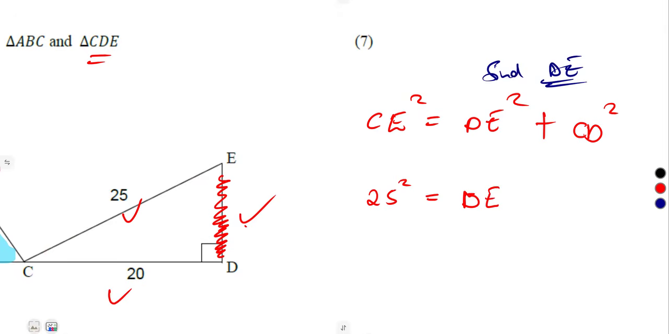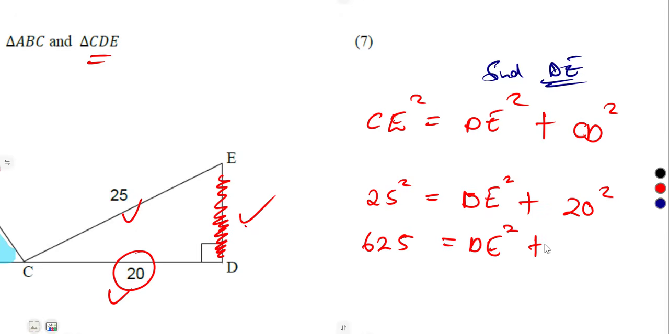All right, so let us substitute what we are given from C to D. That is 20. So let's simplify 25 squared. Again, we simplify this. Before it was 625 equal to DE squared. There is a squared. 20 squared, that is 400. Subtract 400 both sides, or simply take it to the other side. That was going to give us DE squared equal to 225.